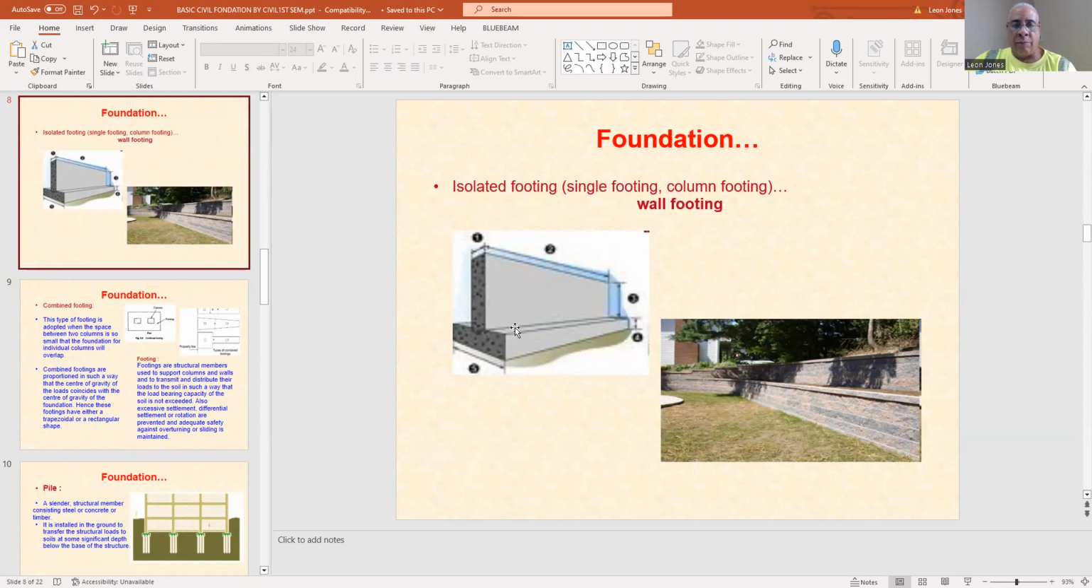We get into this is a wall footing, which you generally have a spread foundation. Your wall footing could be used as a retaining wall. And what does a retaining wall do? It holds back the pressure of soil.